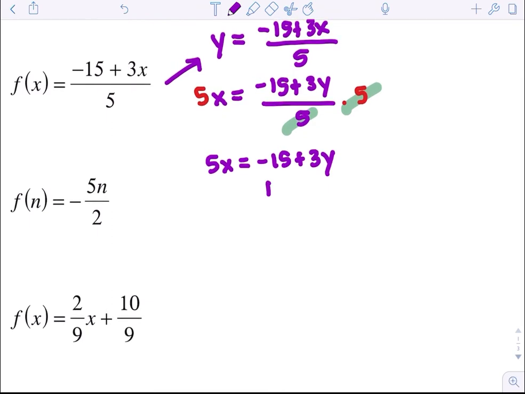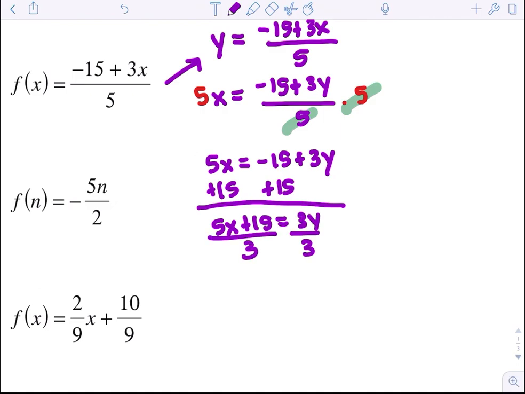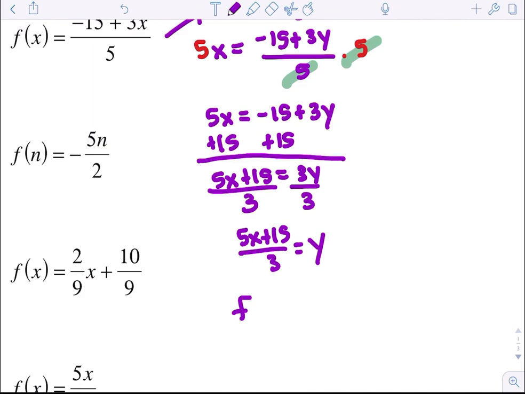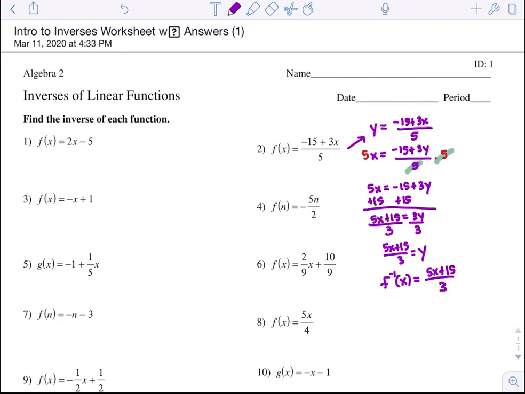Now we solve for y. So add 15 to both sides. And we're going to get 5x plus 15 is equal to 3y. Divide both sides by 3. And we get 5x plus 15 all over 3 is equal to y. And now the last step, you guys, is change the y to be inverse. So f inverse of x is equal to 5x plus 15 all over 3. Okay, so that's number 2.